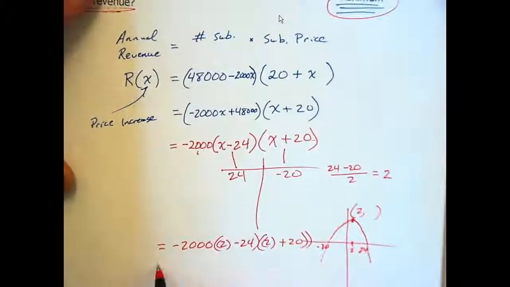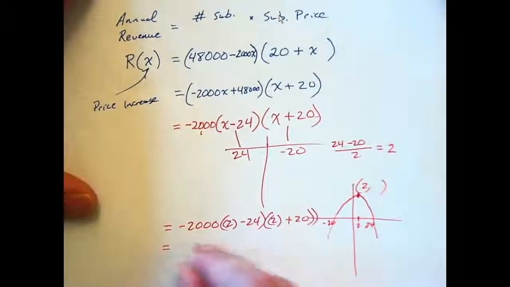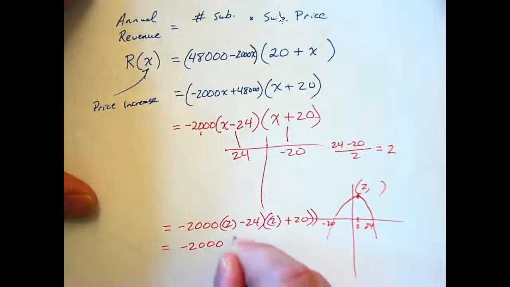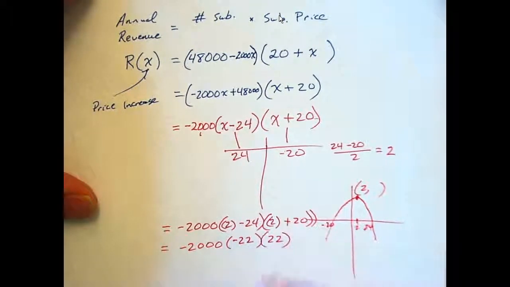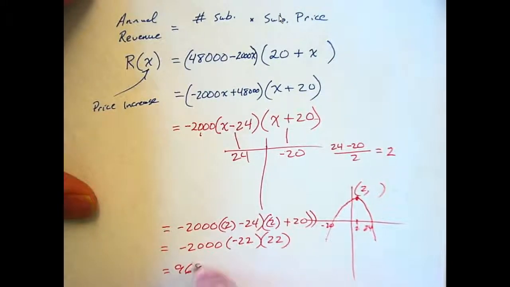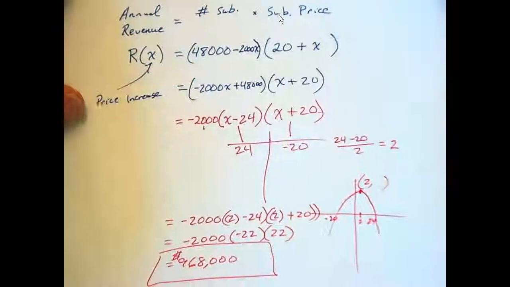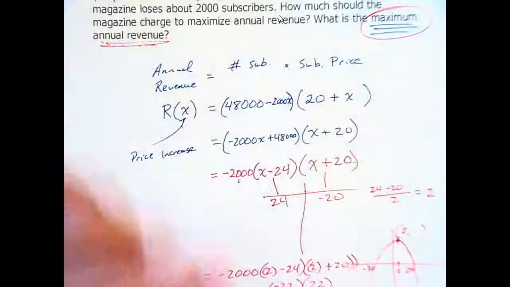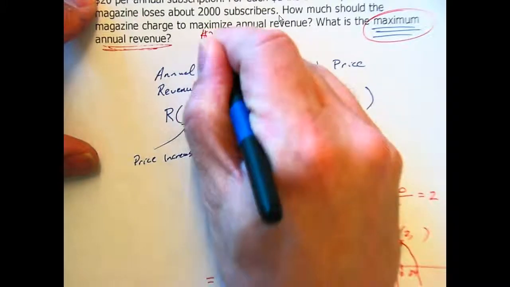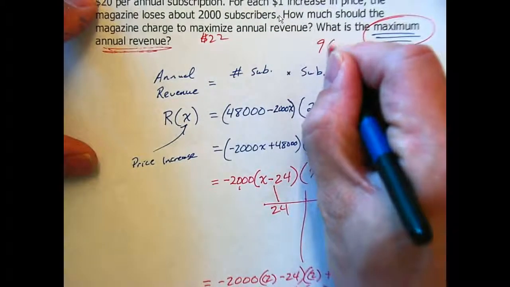Okay? When I do that, I end up with negative 2,000 times negative 22 times 22, or a really big number. That's a good revenue, man. Hook me up. All right. So if you change to $22 per subscription, you get a maximum revenue of $968. So how much would the magazine charge to maximize? $22. What is the revenue? $968,000.